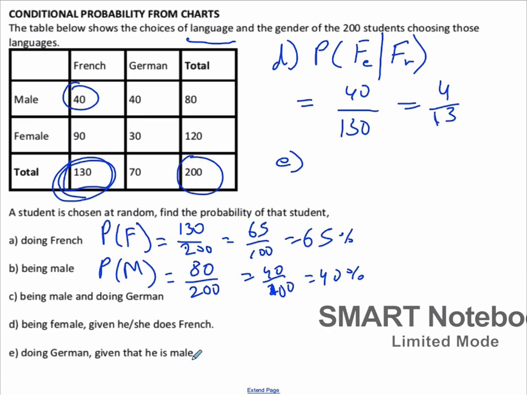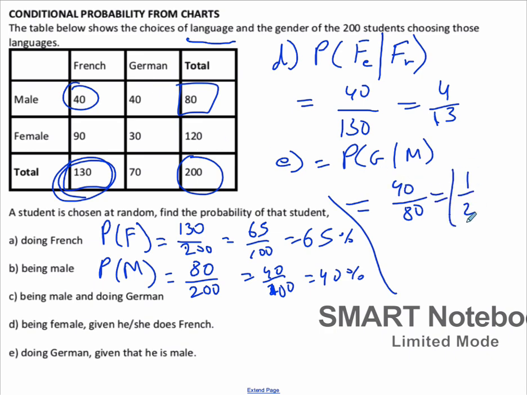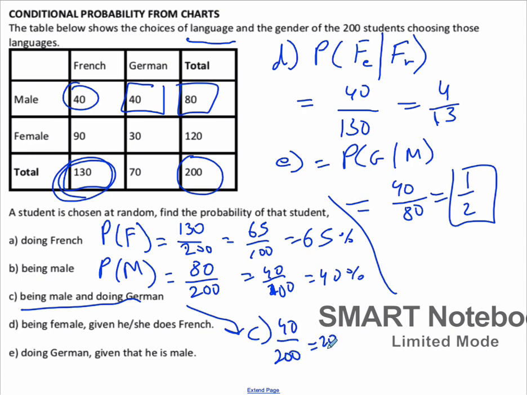Doing German, given that he is male, so the probability of German given male. We're just looking at the male students, so it's 80 in the denominator. And how many of those do German? It's 40. So that is just half, or 50%. Okay, and of course this one here, part C, the probability of male and doing German. Well, there's 40 German males, so it's 40 over 200, which equals 20 out of 100, which equals 20%.